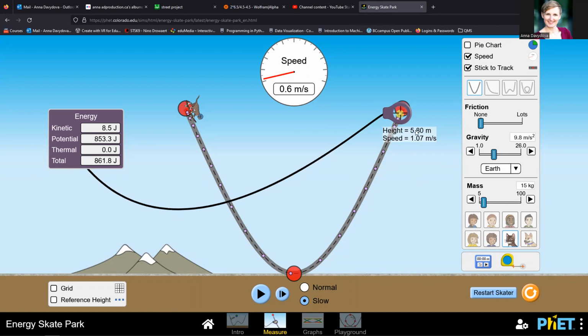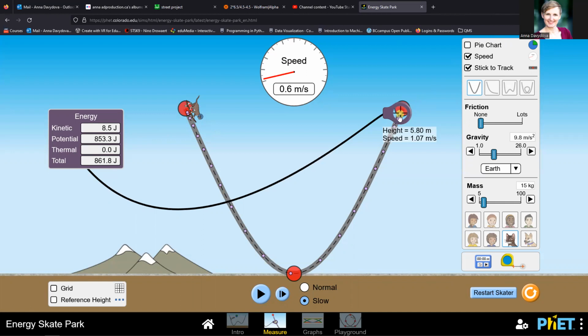In the highest point, which is currently 5.8 meters, I have measured that kinetic is 8 joules, potential 853 joules, total 861 joules, thermal is 0. That is because I have friction as none, and in all further labs, that is the setting that we want. We're not taking friction into account. The total energy is the sum of all, thermal being always 0. My distribution will be between kinetic and potential energy.